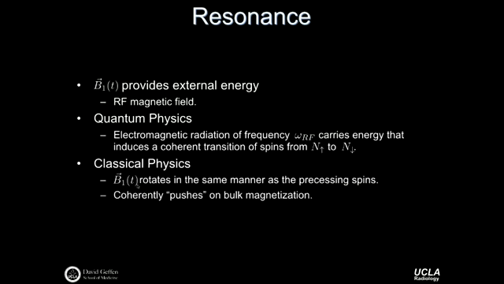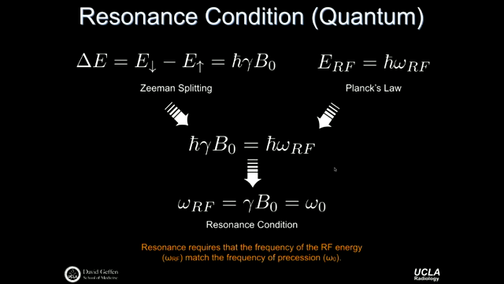When we think of this in terms of classical physics, we just think of the B1 field rotating in the same manner as the precessing spins. So we have to generate that circularly polarized B1 field at the Larmor frequency, and it's going to coherently push on the bulk magnetization so that we get this nutation of the magnetization into, for example, the transverse plane. If you want to look at this from an energy perspective, we know that there's an energy difference between the spin down and the spin up state, and that's related to Planck's constant, your gyromagnetic ratio, and the magnetic field that you're exposing everything to.